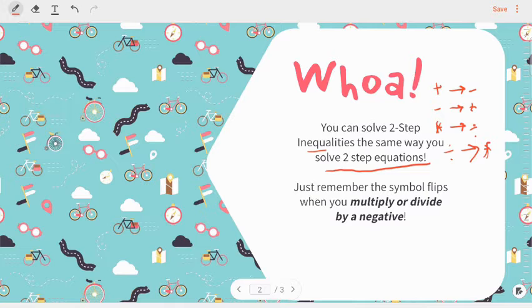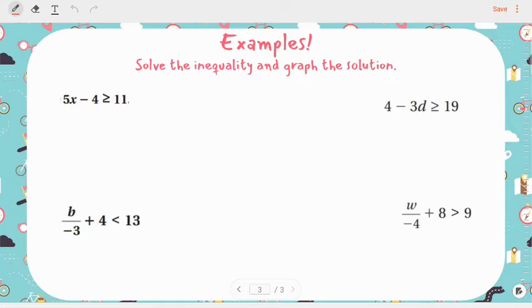Now, remember, one thing that's special to inequalities is when I multiply or divide by a negative, the symbol is going to flip. So let's go ahead and walk through a few examples.